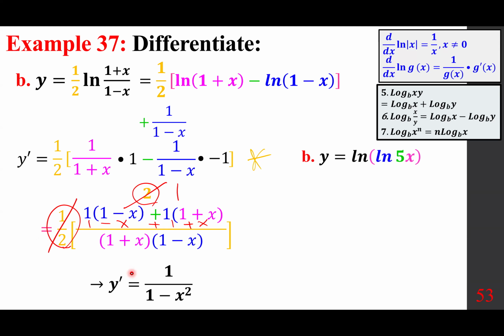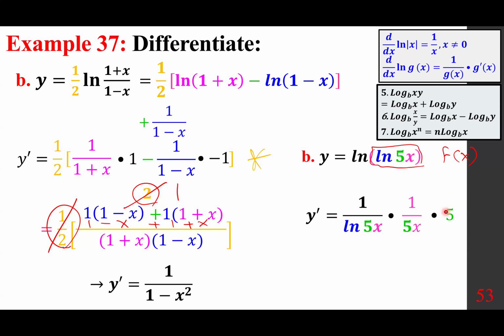Ln of ln of 5x. And if it helps, you can literally change this. So let's say f of x, whatever. So according to this, 1 over g of x or f of x. Flip this over, 1 over ln of 5x, and then g prime of x or f prime of x. Now, just write the derivative of ln of 5x. So what is the derivative of ln of 5x? 1 over 5x times its derivative 5.